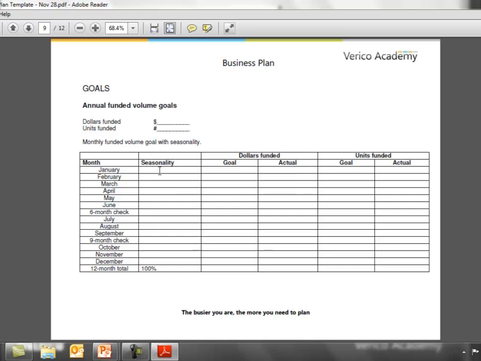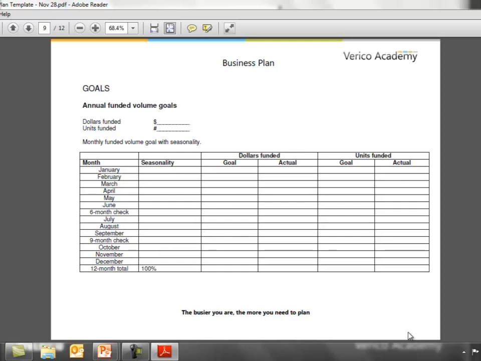Seasonality is what percentage of your annual business will be per month. So if you look back on last year and you see what percentage of your business was done in January, take the amount that you funded in January of last year and divide it into the total amount that you funded for the year. That will give you your seasonality for that month, and do the same throughout the months of the year, and it should total 100%.